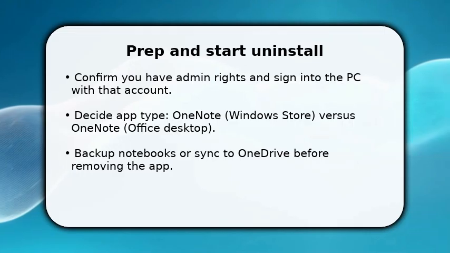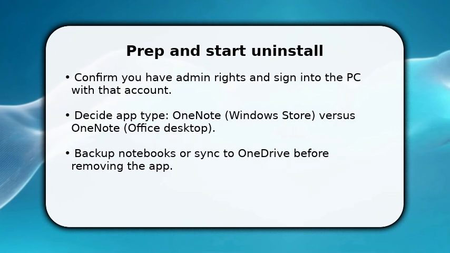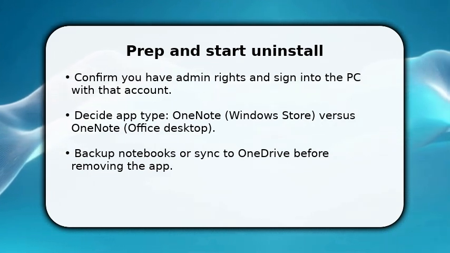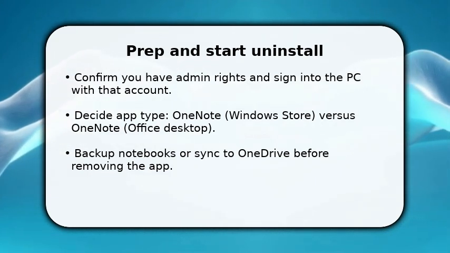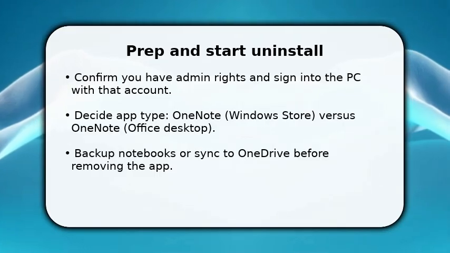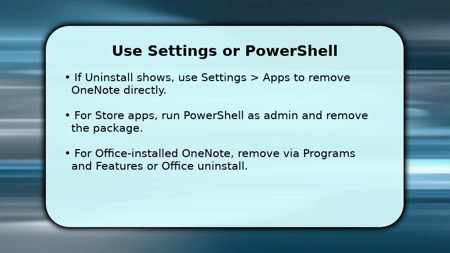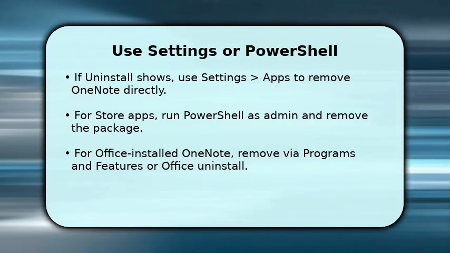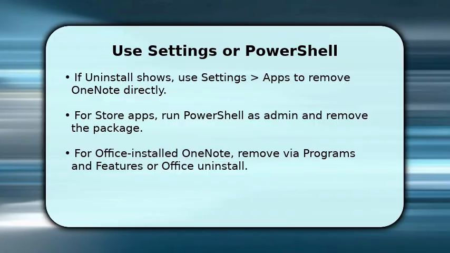Act now. Select the app entry so you can choose Uninstall or follow the alternative removal path if the button is missing. If Settings offers an Uninstall button, click it and follow prompts. That's the simplest path. For the Store variant, open PowerShell as an administrator and run Get-AppxPackage *OneNote* -AllUsers | Remove-AppxPackage to remove the app package. This works because Store apps register per user.